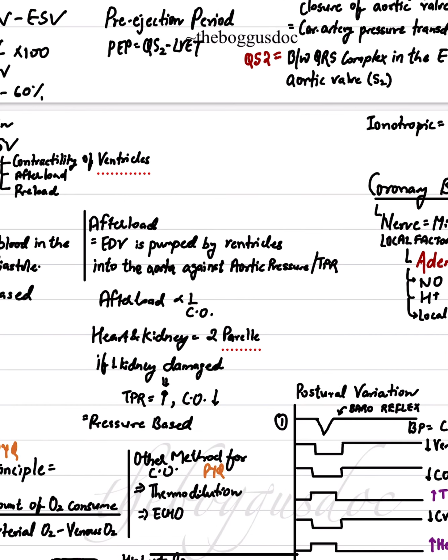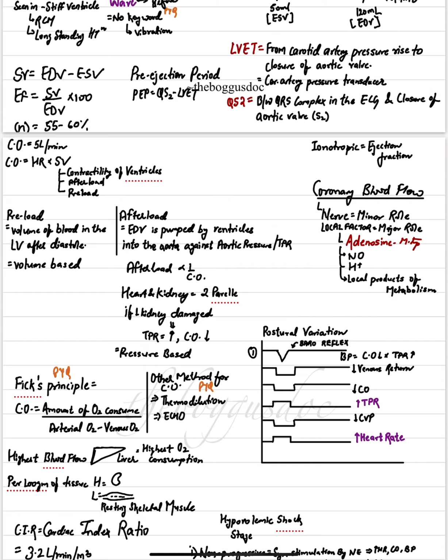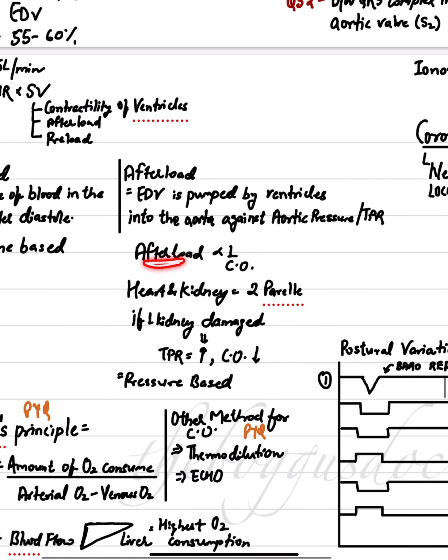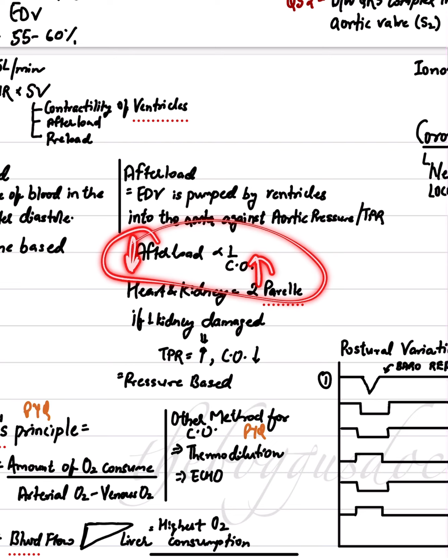What is afterload? Afterload is pressure dependent. The end diastolic volume is pumped by the ventricle into the aorta against the aortic pressure, the pressure in the aorta, which is defined by total peripheral resistance. So afterload will be less if the cardiac output is more, because it is easier to push.